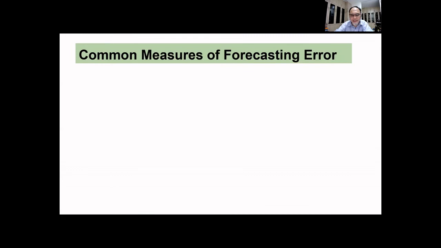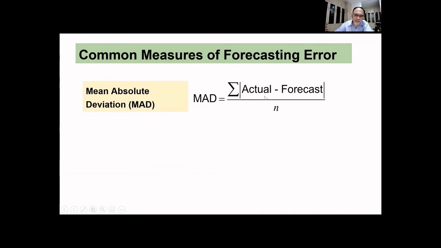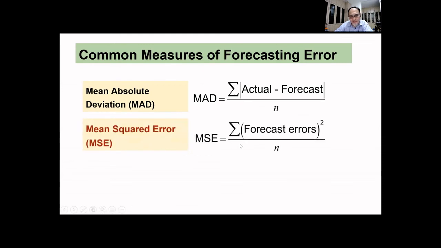So common measures of forecasting error are actually three, introduced in the book. One is called mean absolute deviation. Mean absolute deviation is the sum of the absolute value of actual minus forecast, divided by n. So this is called mean absolute deviation. You can do that for your moving average or your weighted moving average. You can also use mean squared error, which is again based on forecast errors.